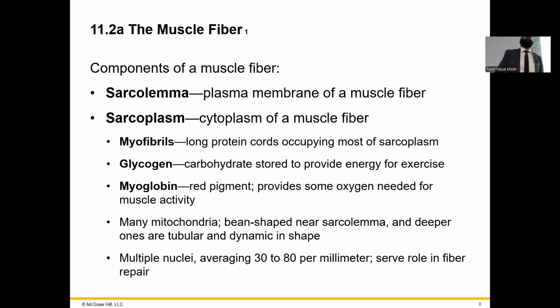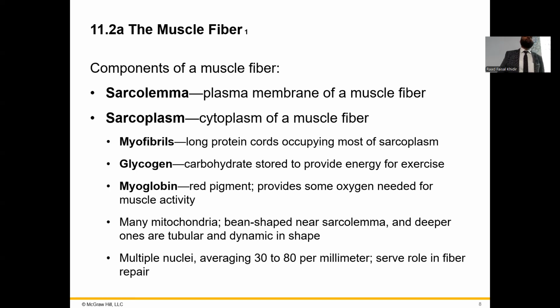What's an example of a quaternary protein? Hemoglobin. Excellent. Because hemoglobin has how many subunits? This is quaternary. So how many subunits? 4. 2 alpha, 2 beta. And that's what makes for us hemoglobin. So myoglobin is red in color and it provides some oxygen.